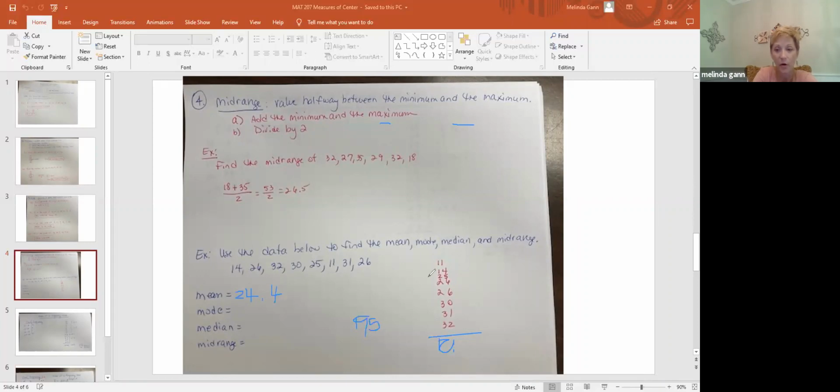Okay, what about the mode? Does any number occur more often than the others? Do you see that there are two 26s? So my mode would be 26.